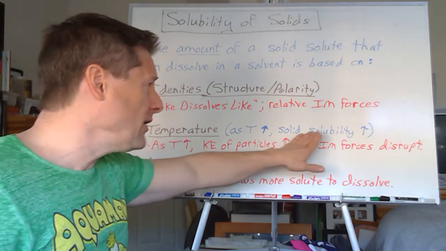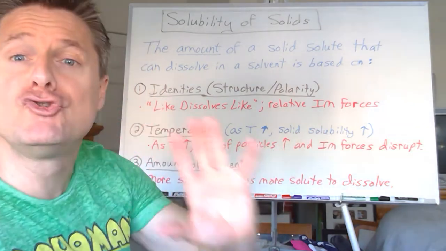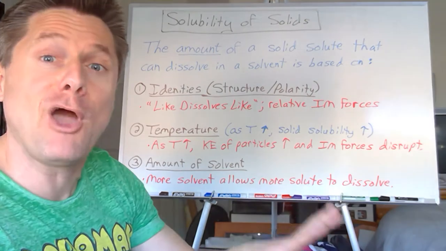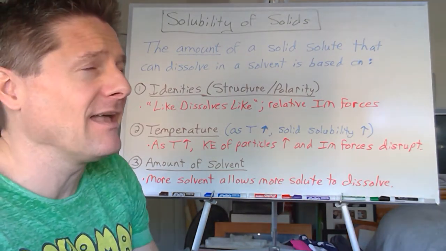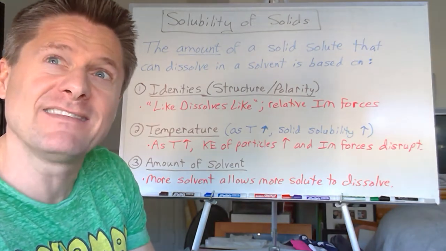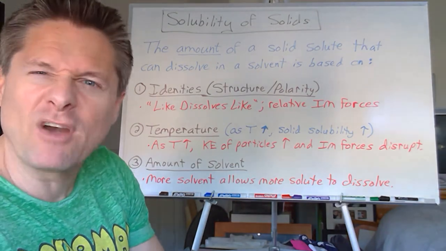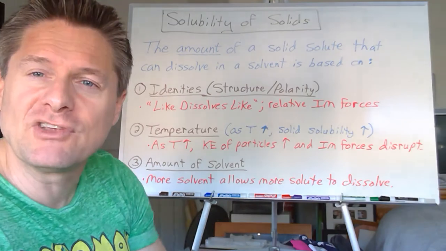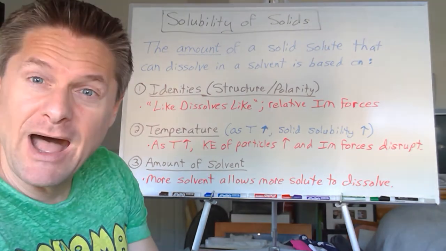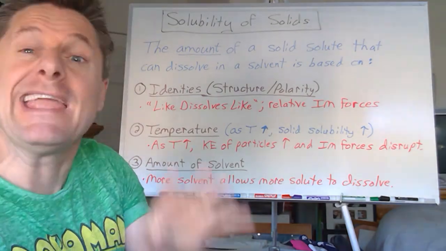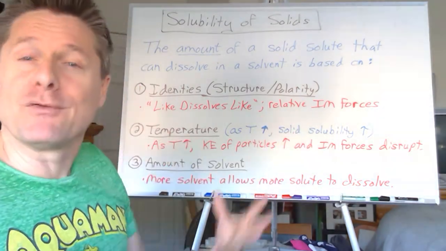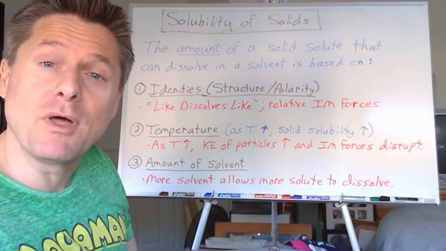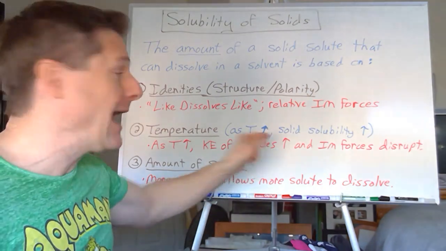So solid solubility tends, for the majority of solids, and there are some weirdo exceptions to this, some ionic solids, think phosphates and sulfates, maybe arsenates, with high 3- charges, those may have slightly opposite trends. But in general, the amount of solid that you can dissolve in a particular amount of solvent will increase if you jack up the temperature, right?